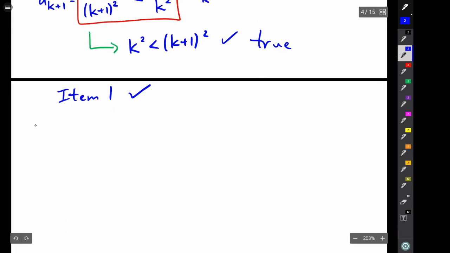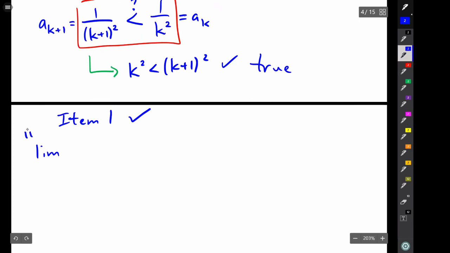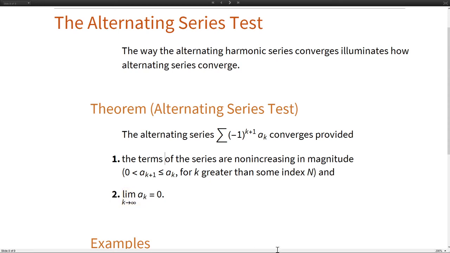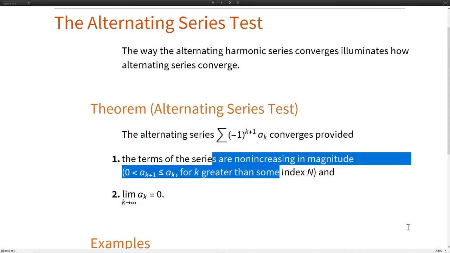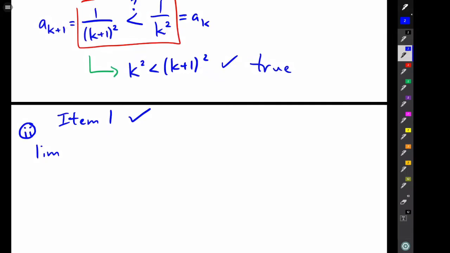Item 2. Let's call this II, because now we want to check the second thing in the alternating series test. Remember, the two things here were: first, are all these terms positive and decreasing? And here it's always decreasing, so we're good. And then the other thing we want to check is, is the limit 0?